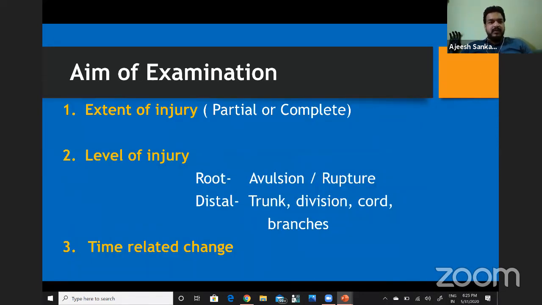So going ahead, the aim of our examination: what are we trying to find out when you have a brachial plexus case? One is the extent of the injury. Is it a partial or a complete injury? What is the level of this injury? Do we have a root level injury, or is it more distal in the trunks, divisions, cords, or even just the branches? And maybe even try to find out if there's any change related to time. But of course, as Dr. Dhal had pointed out, in an exam, we are only given one chance to examine, so we really would not be able to get into that too much.